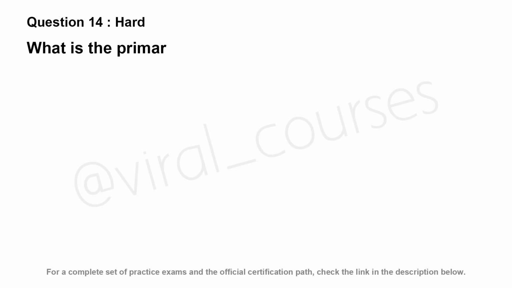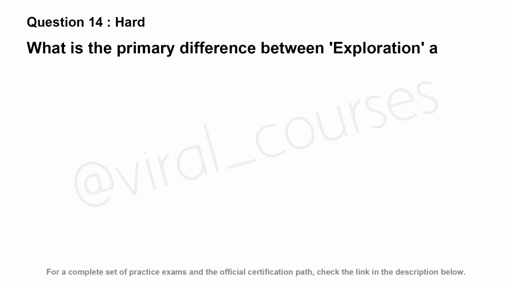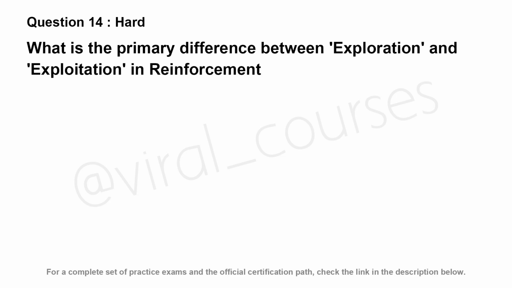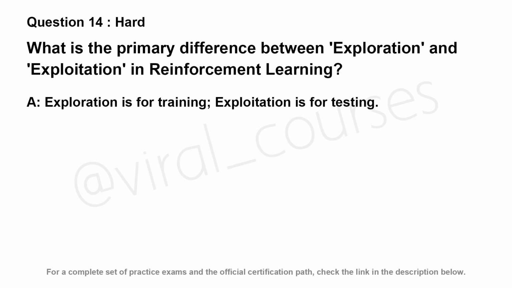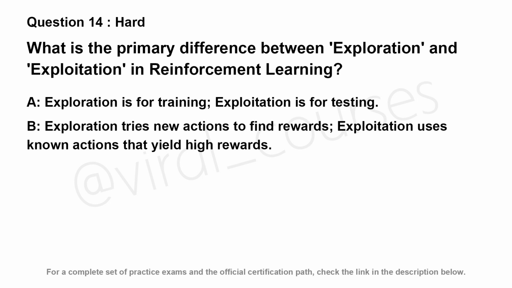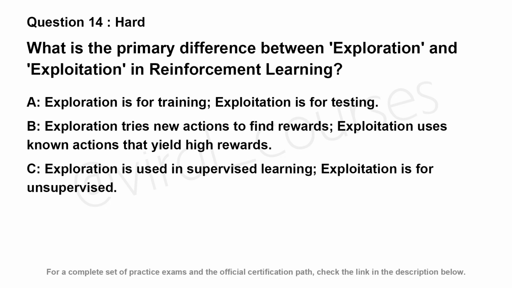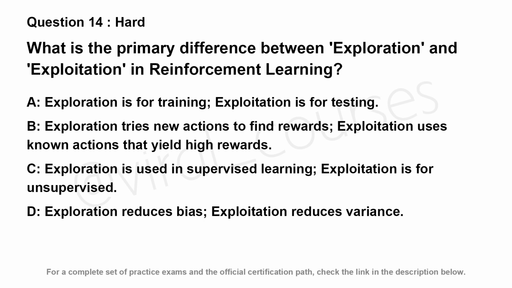What is the primary difference between exploration and exploitation in reinforcement learning? Option A. Exploration is for training. Exploitation is for testing. Option B. Exploration tries new actions to find rewards. Exploitation uses known actions that yield high rewards. Option C. Exploration is used in supervised learning. Exploitation is for unsupervised. Option D. Exploration reduces bias. Exploitation reduces variance.